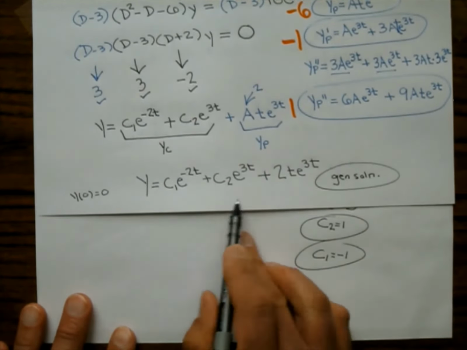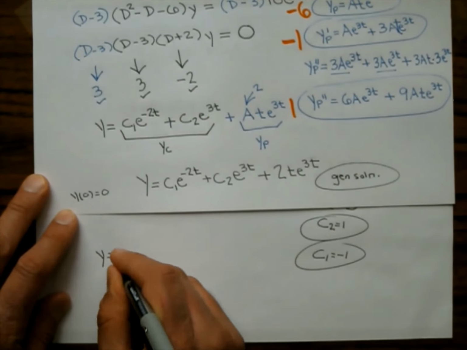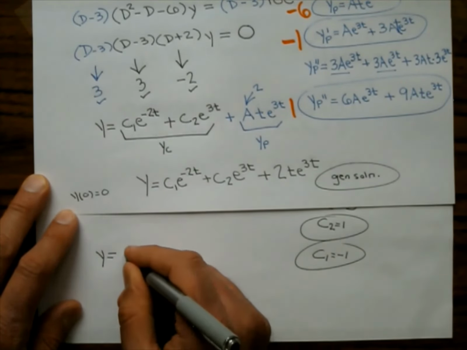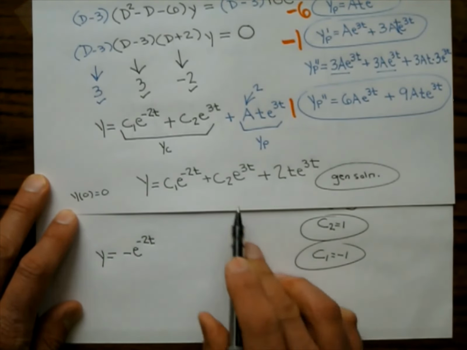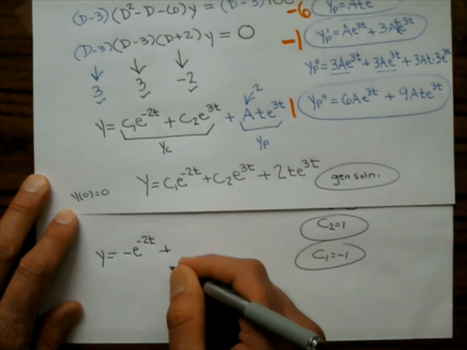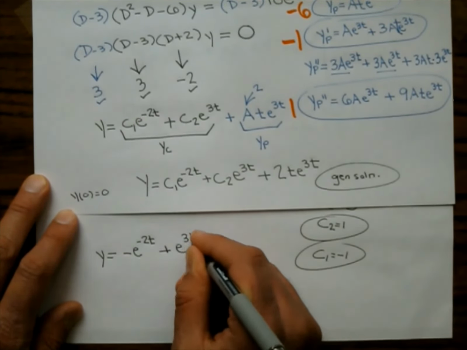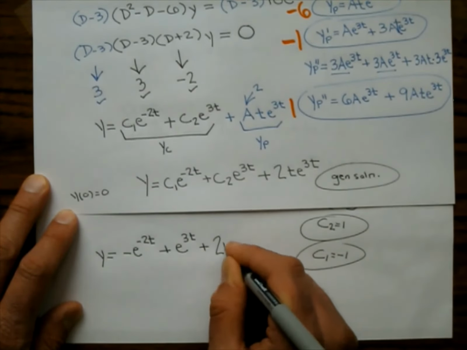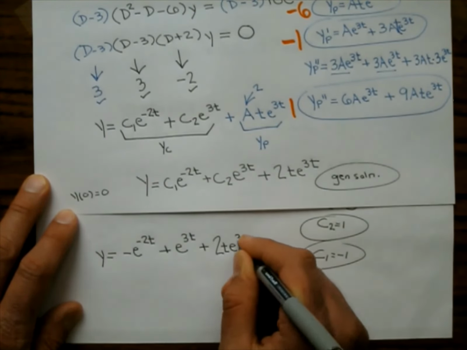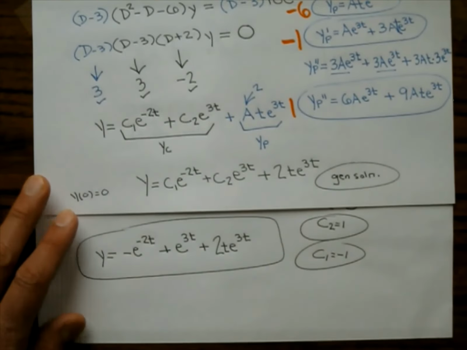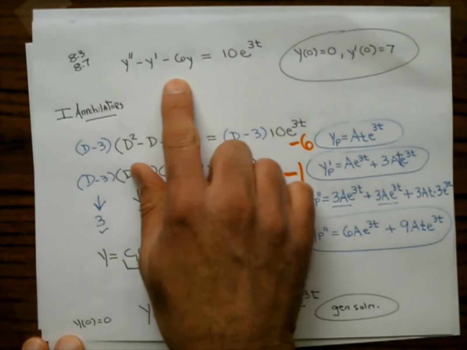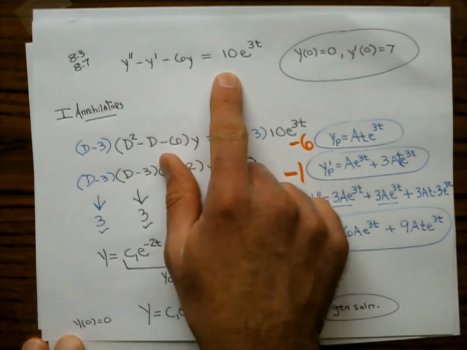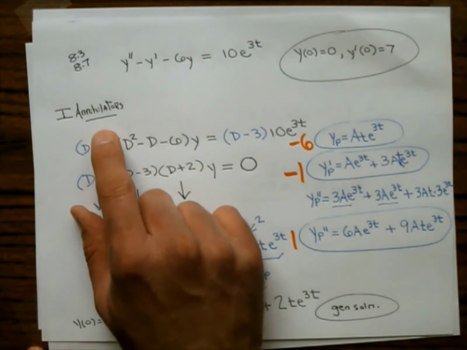So this was my general solution right here. And so I'm going to put the C1 and C2 into that, and I end up getting y equals negative e to the negative 2t plus e to the 3t plus 2t e to the 3t. And that completes this original problem where I'm trying to solve this non-homogeneous differential equation with constant coefficients using annihilators.